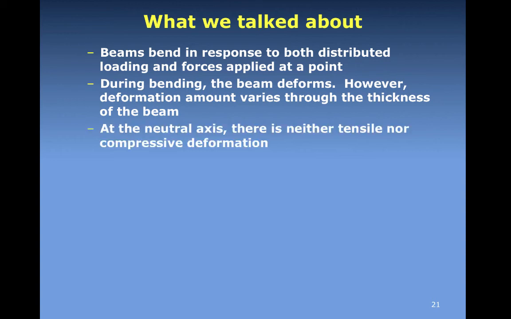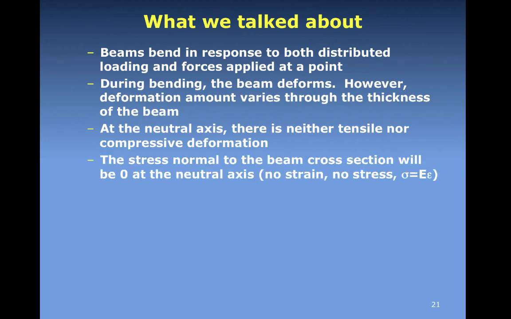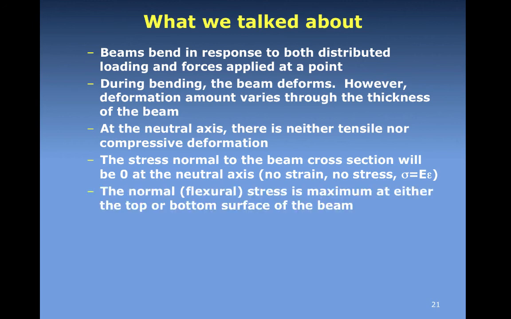There is one point along the beam as you go through the thickness of the beam that's called the neutral axis, and that's the point where there is no tension or compression and strain, and because there's no strain, there's no stress at the neutral axis. This is an important point to consider and is a reference point in calculating stresses throughout the beam.